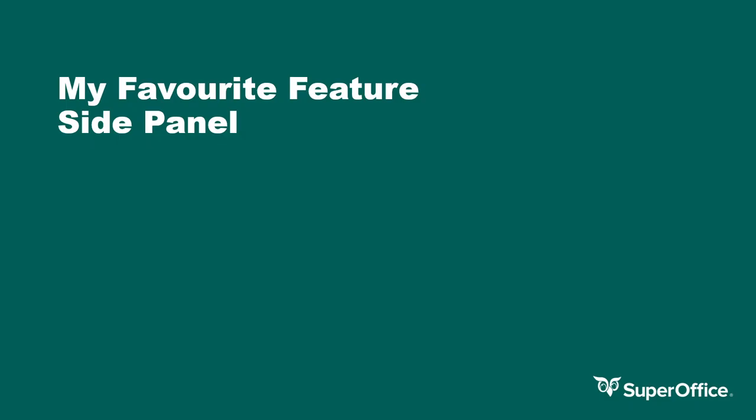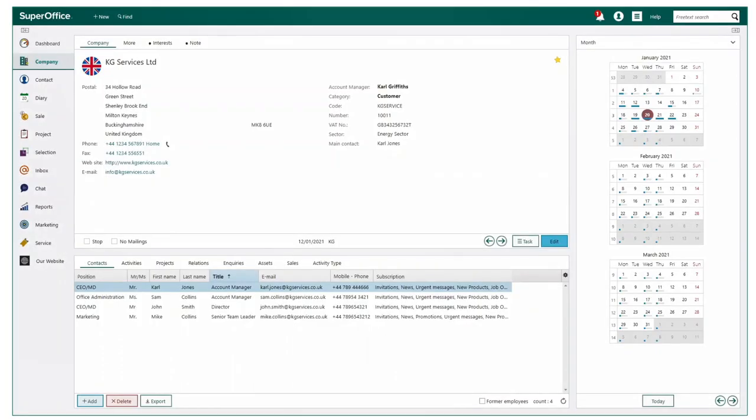I'm here today to talk about one of my favourite features within the SuperOffice CRM solution. The feature I'm going to be referring to on today's video is the side panel. The side panel is located on the right hand side of the SuperOffice interface and can be an extremely useful tool to simplify your daily use of SuperOffice.